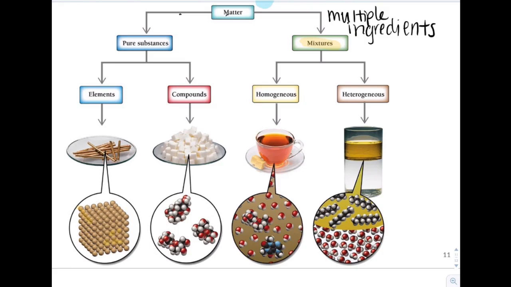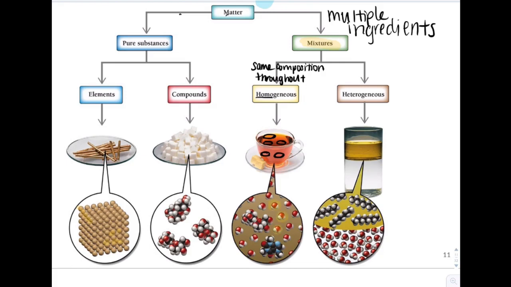So homogeneous. Think about the root homo meaning same. And so if it has the same composition throughout the mixture, what do I mean by that? I mean that this area of my tea is the same as this area of my tea, and hopefully this area of my tea. I could take a sample from every area of this mixture and it would be the same.